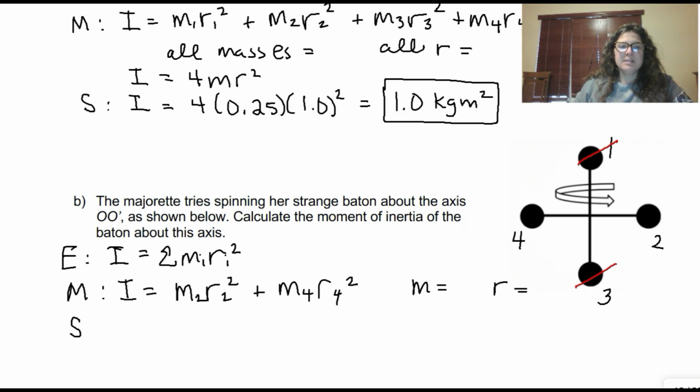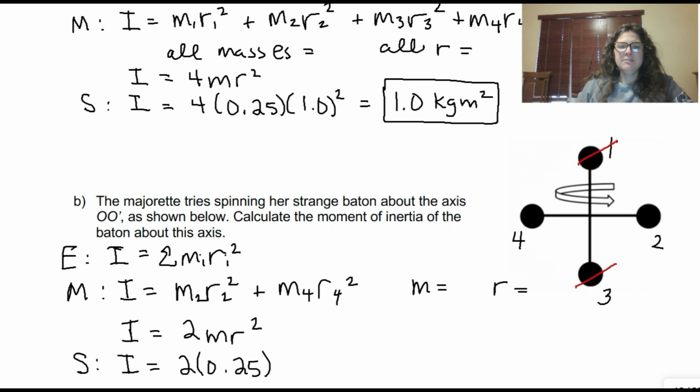So I can simplify this to moment of inertia is equal to 2 times the mass times the radius squared. And my substitution will give me a moment of inertia of 2 times 0.25 kilograms times 1.0 meters squared. And I end up with a moment of inertia this time that's half the size of the other one, 0.5 kilogram meters squared.